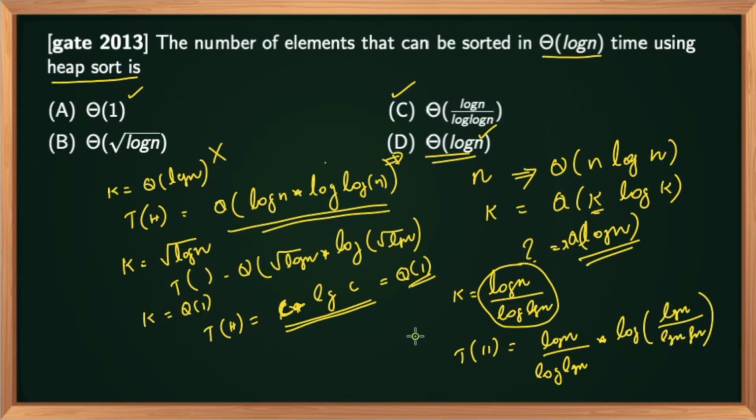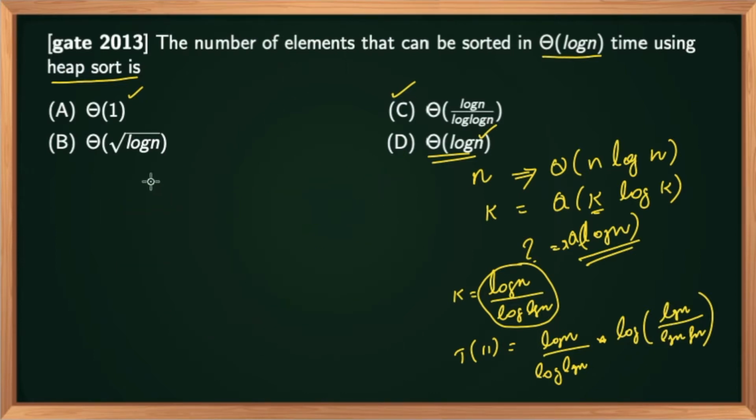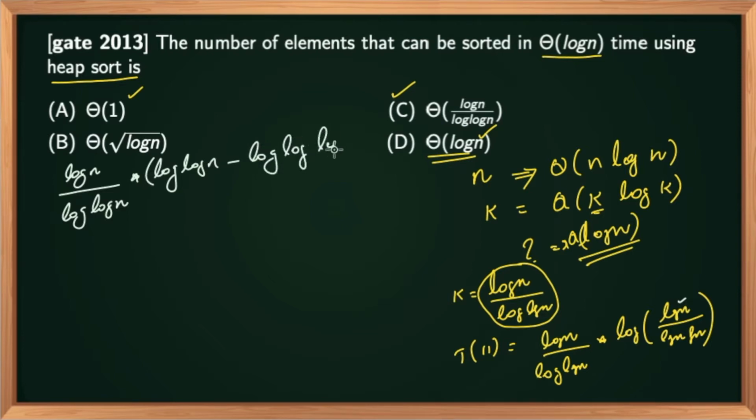So I can write it as, let me delete some portion. Let me write this equation again here. So we have log n by log n divided by log n into log, see, log a by b is equal to log a minus log b. So we have log n minus log n, right? Okay.